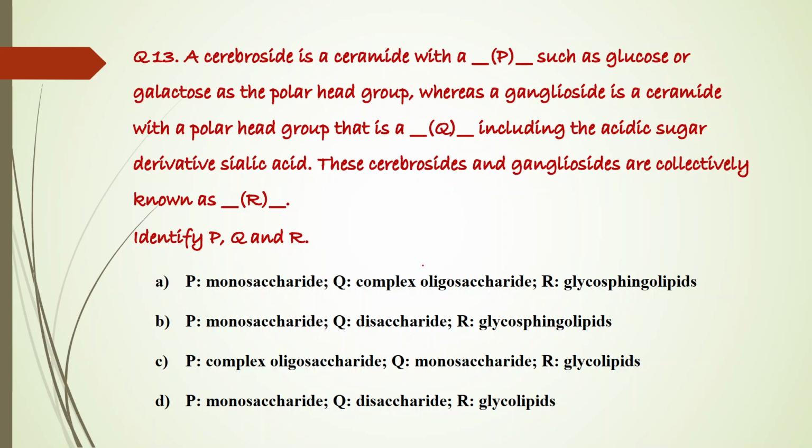gangliocyte and cerebrocytes. So first of all, if you remember the classification of lipids, it is based on what kind of monomeric or basic unit you are using, whether you are using glycerol or you are using sphingosine. Based on that, the initial classification was made. If the mother body is glycerol, then those are called glycerophospholipids.